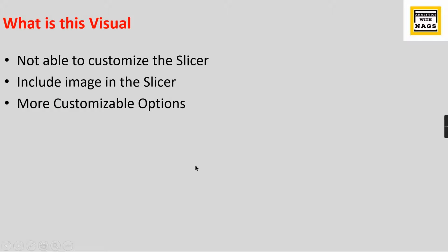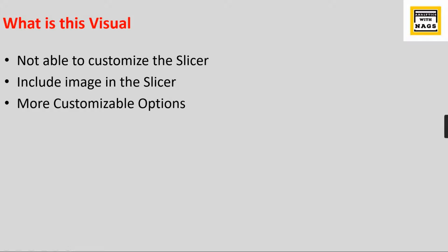What is this visual all about, and when to use it? This is used when in our existing slicer you cannot customize much. In those cases you can go for it. In the existing slicer you cannot include images, so if you want to include images in your slicer, then you can go for Chiclet slicer. Basically, the Chiclet slicer comes with more customizable options for you. In those cases you can go for it. That is what I'm trying to explain.